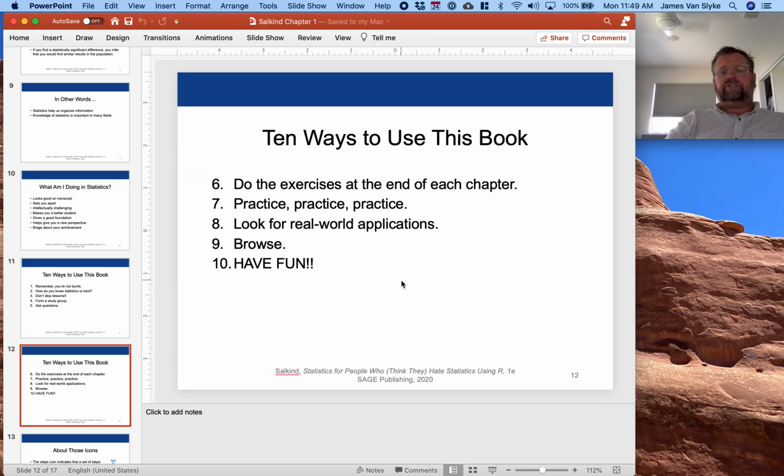Make sure you do the exercises at the end of the chapter. Those are going to be basically homework assignments that you'll have most weeks. So make sure you do them. And then once you've done that, keep practicing. The more you practice with statistics, understanding the concepts, and the more you practice with learning how to use R, the better you're going to do.